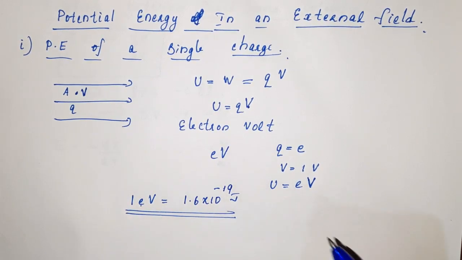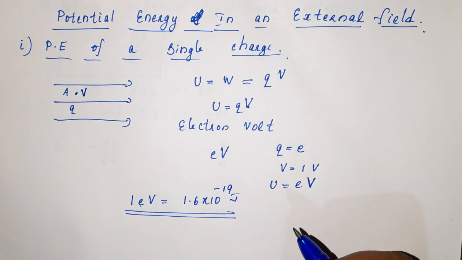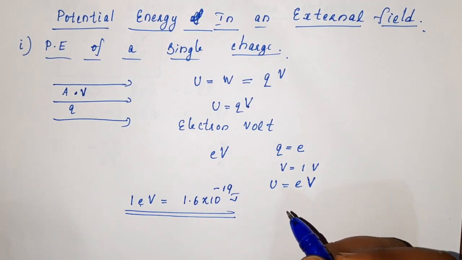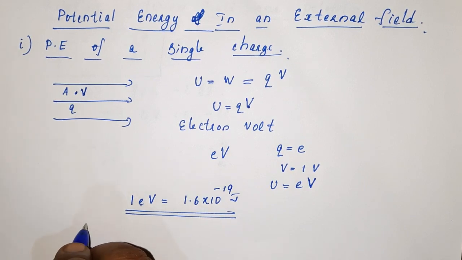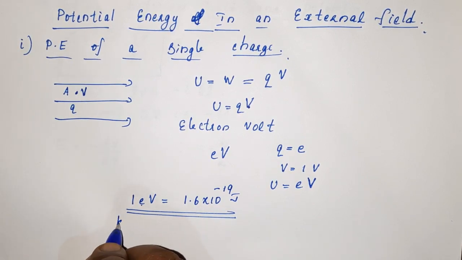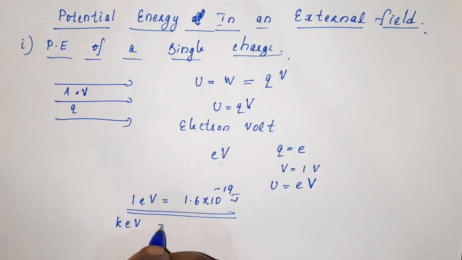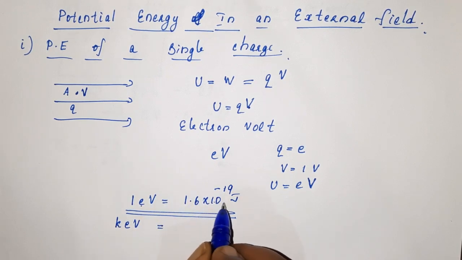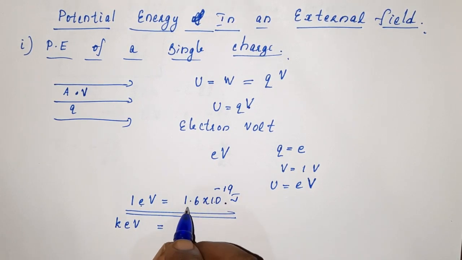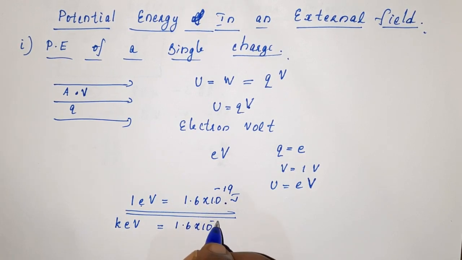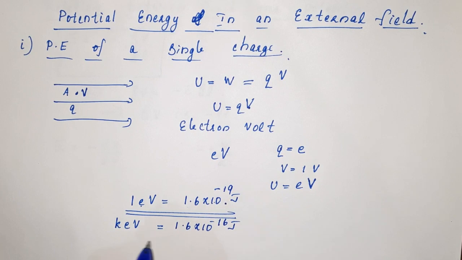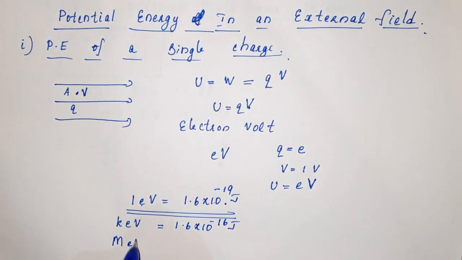So the value of 1 electron volt is 1.6 × 10^-19 joule. And some smaller other units are there, that is kilo electron volt, keV. So what will be keV? 1000 times this value. So 1000 into this means what? 1.6 × 10^-16 joule. That is keV.